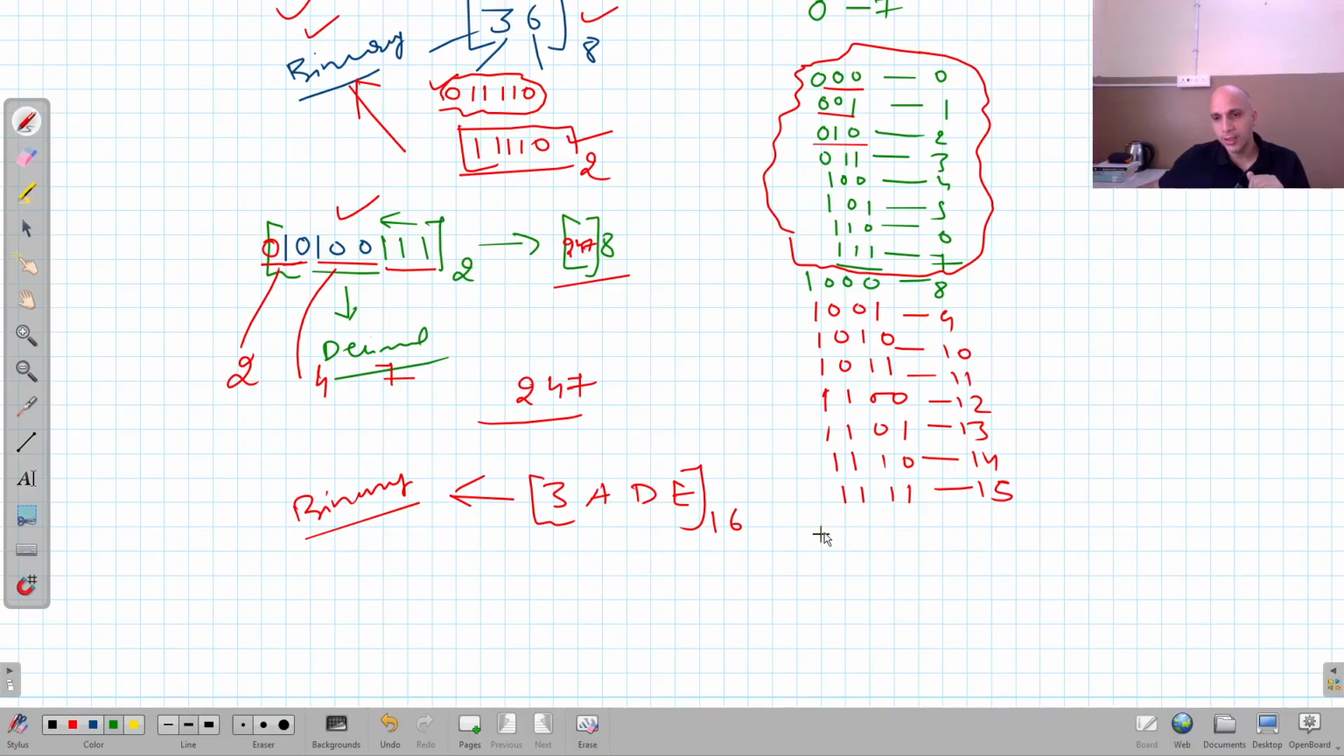If I go to 16, then again one bit will be added. Now I require 5 bits: 1, 0, 0, 0, 0. So 5 bits are now required for representing 16. It means up to 15 I have to use 4-bit positions.